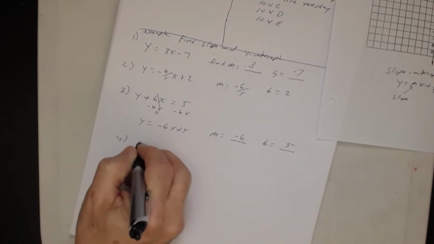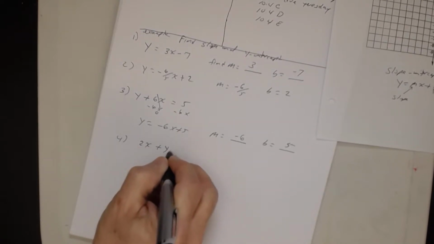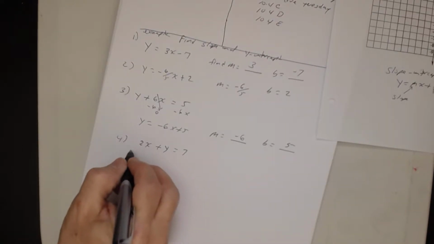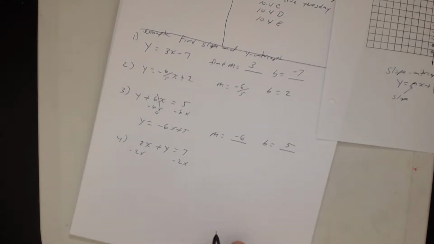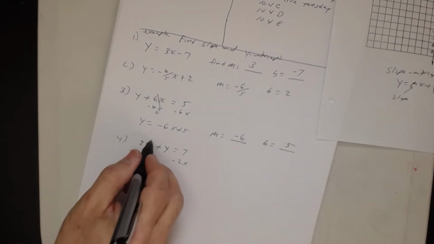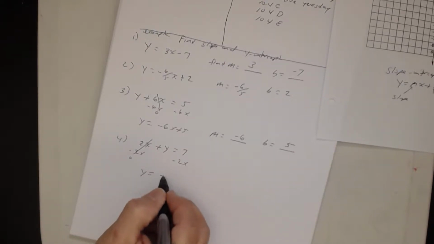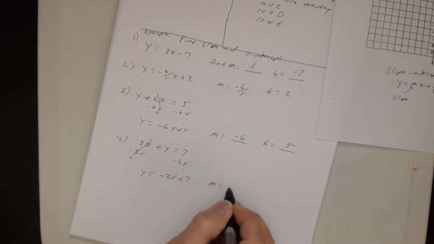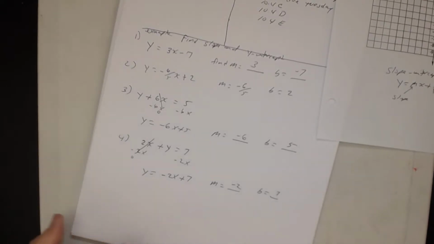4. 2x plus y equals 7. Subtract 2x from both sides. Because you get y by itself, right? You want to get it in what form? Slope-intercept form. So combine like terms. I get y equals -2x plus 7. So now you know the slope. What's the slope? -2. What's the y-intercept? 7. Okay.